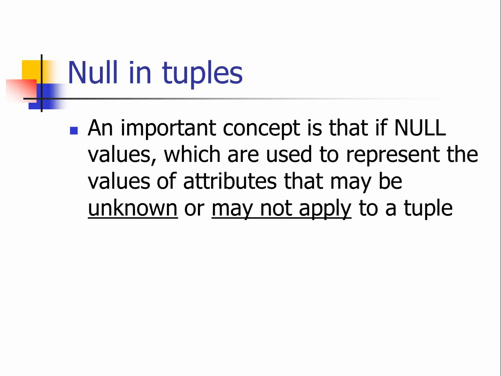Null value is in the same concept as in the ER diagram. An important concept is that a null value is used to represent the value of attributes that may be unknown or not applicable. For example, if an employee's college degree is null value, maybe it's because he does not have one. Or maybe we just don't know what that employee's college degree is, since there's no star sign on top of it to require the value to be there. So there are two possibilities of a null value.